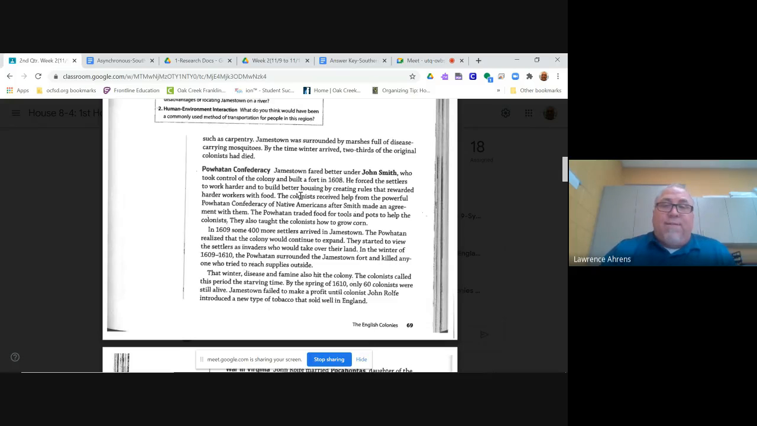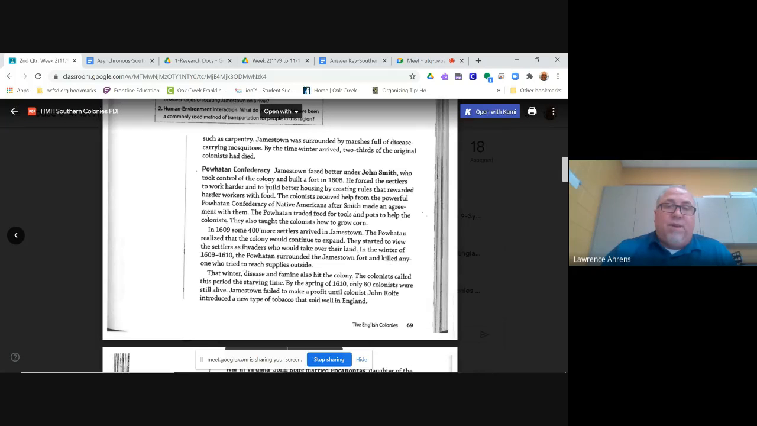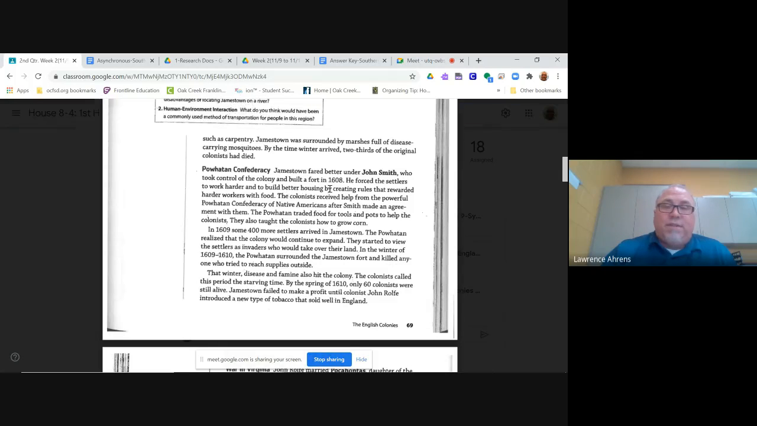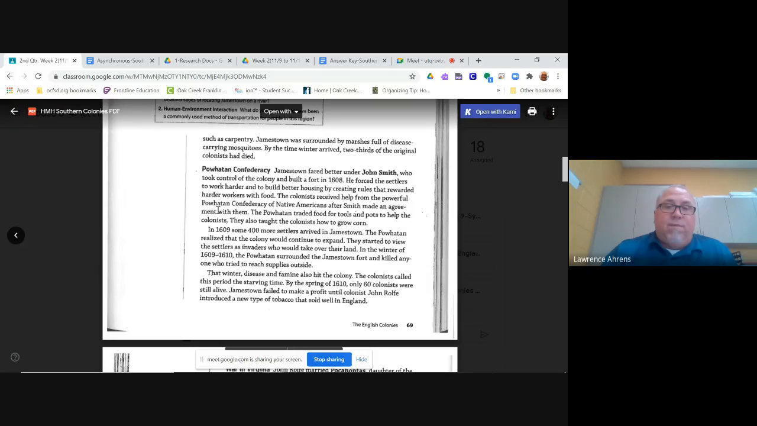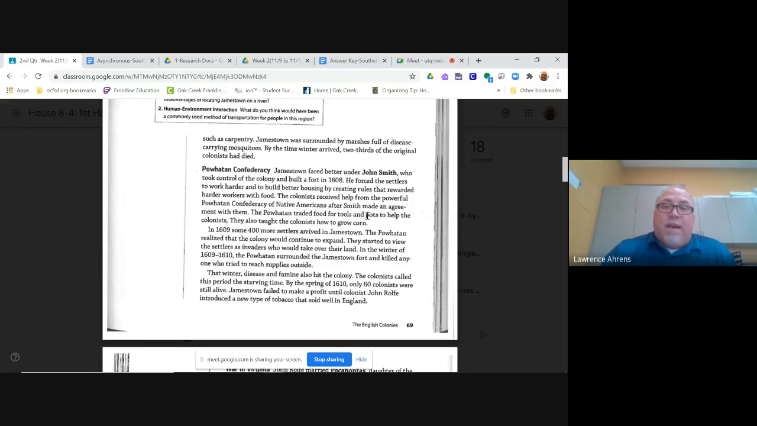It says, Jamestown fared better under John Smith, who took control of the colony and built a fort in 1608. He forced the settlers to work harder and build better housing by creating rules that rewarded harder workers with food. The colonists received help from the powerful Powhatan Confederacy of Native Americans after Smith made an agreement with them. The Powhatan traded food for tools and pots to help the colonists. They also taught the colonists how to grow food.